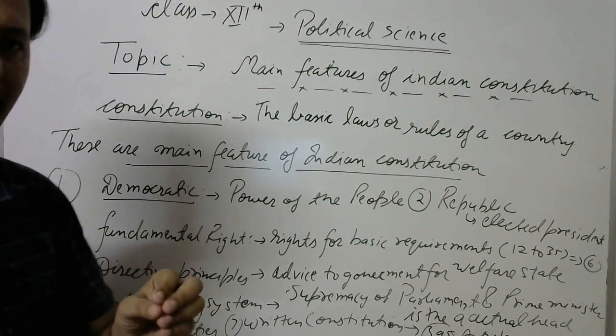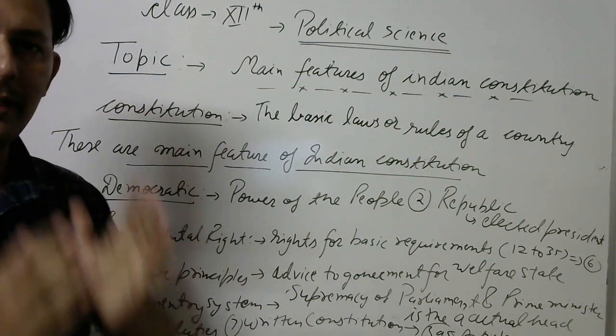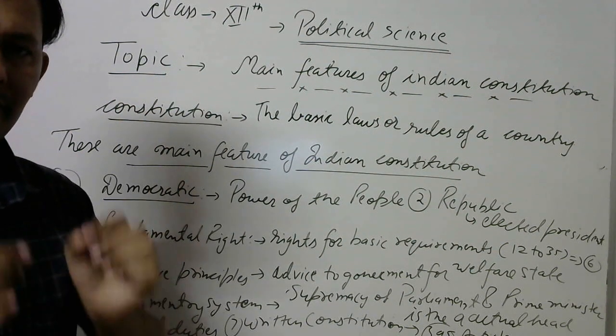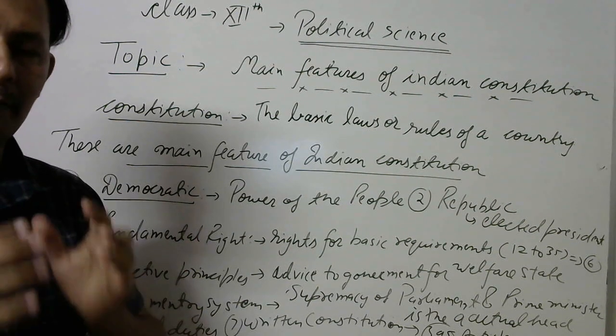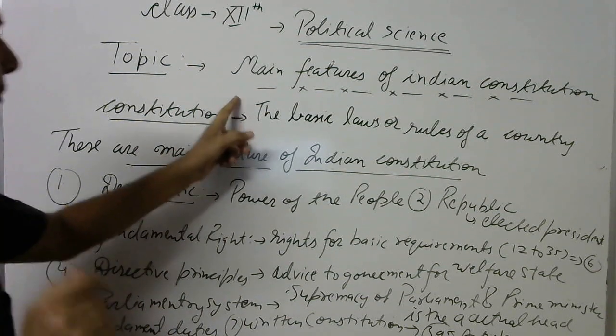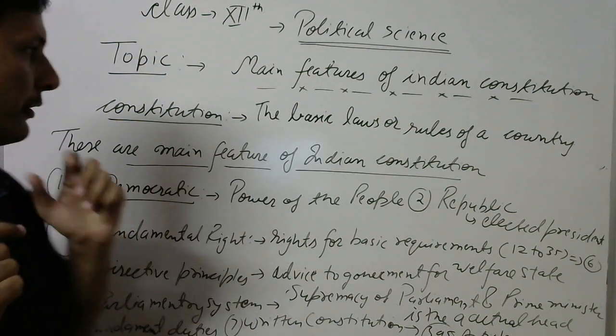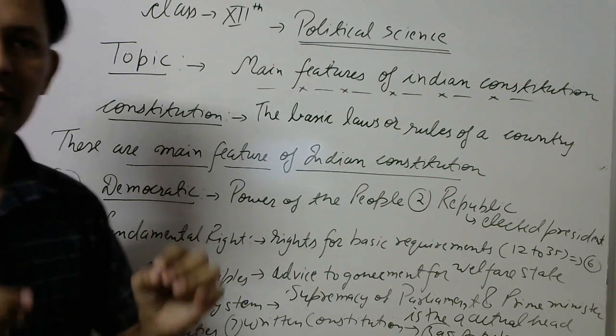The topic is main features of Indian Constitution. This topic is connected to the part number B in your book. Today we are discussing the main features of Indian Constitution. So first of all, we will discuss what is the Constitution.